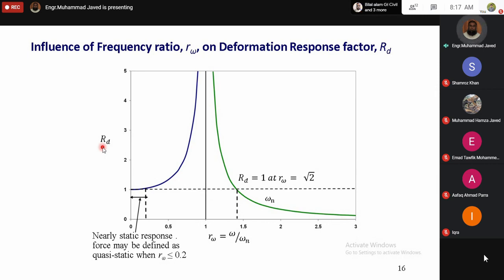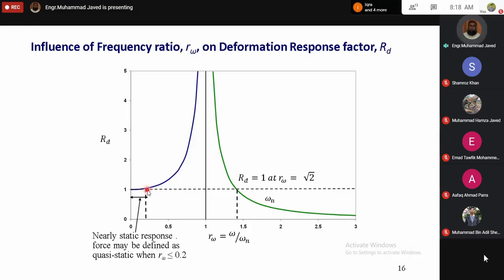So this ratio, that is deformation response factor, shows by which amount the dynamic displacement amplifies with the change in frequency ratio. And we discussed this plot between frequency ratio and deformation response factor, which shows that when frequency ratio is not very high, in the vicinity of 0.2, RD is approximately 1 or slightly higher than 1, which shows that for low values of frequency ratios, dynamic displacement and static deformations are almost equal.